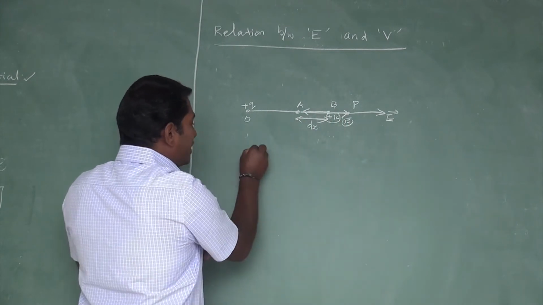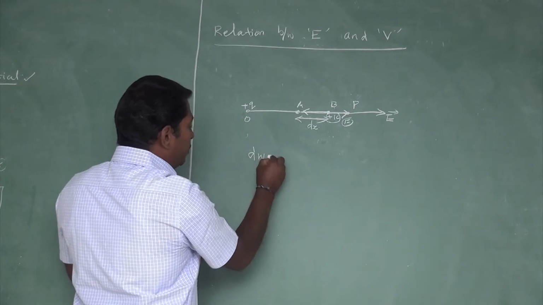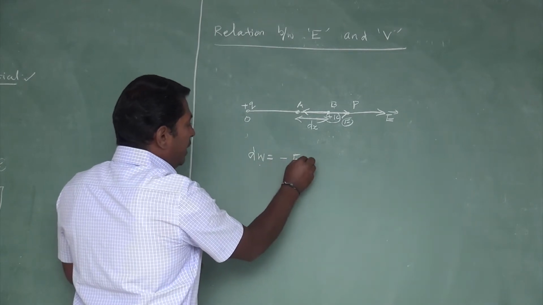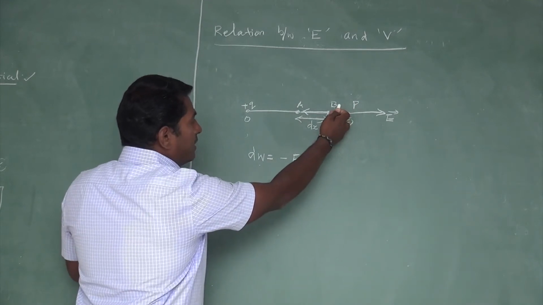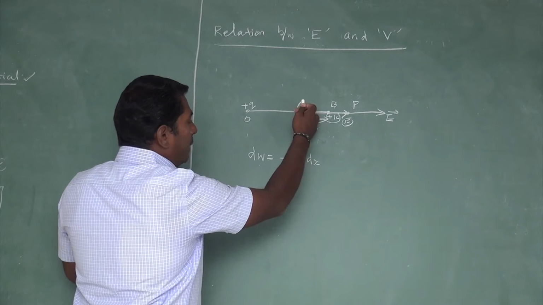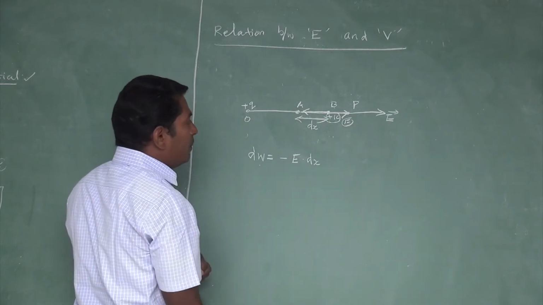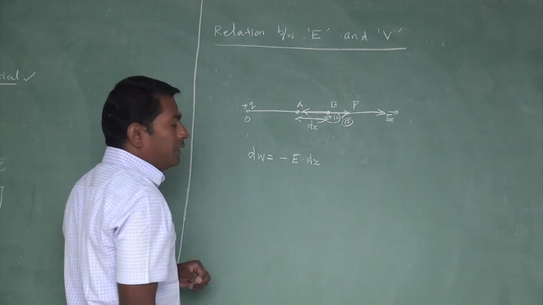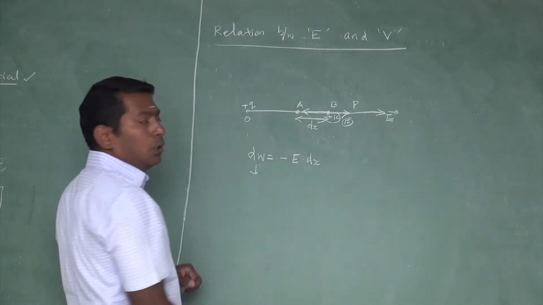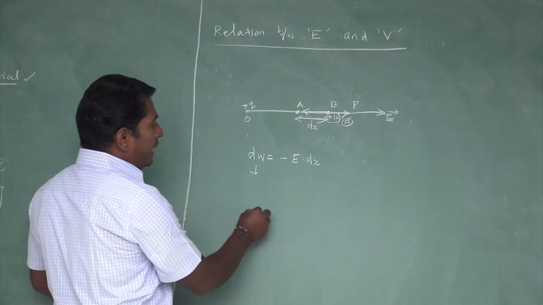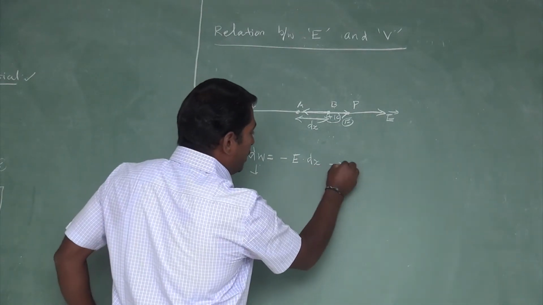To move the unit positive charge from B point to A point, work has to be done on it. That small amount of work done, dW, is equal to minus E dot dx, because the unit positive charge is displaced from B point to A point against the electrostatic repulsive force through a small displacement dx. So dW is equal to minus E dot dx, equation number 1.